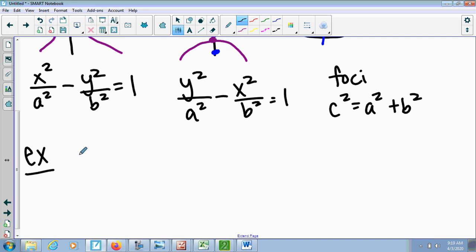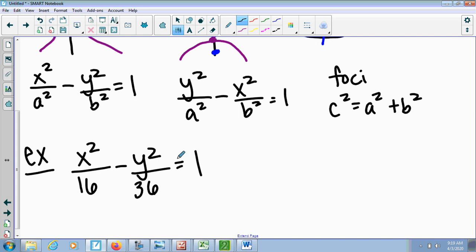Alright, so let's say I had x squared over 16 minus y squared over 36 equals 1. The first thing I want to do is see, did I start with the x or the y? I started with the x, so I know it's going to be a side-to-side hyperbola, but I have to figure out how I get the shape. The numbers on the bottom are important, like they were for the ellipse. 16 is 4 squared, and that's going to be important in my x direction. And 36 is 6 squared. So this is how we get our shape.